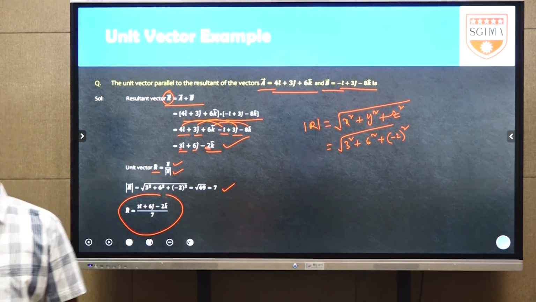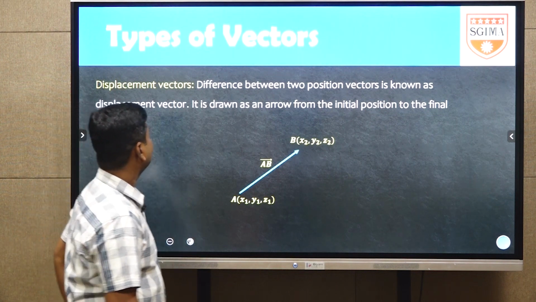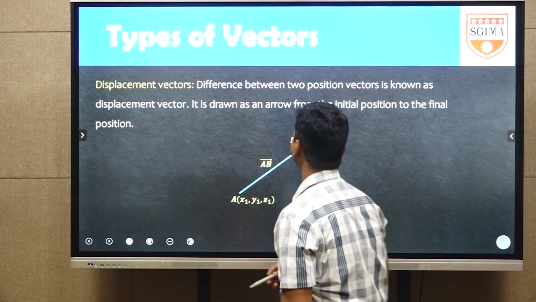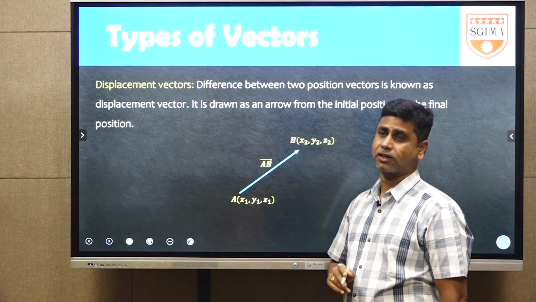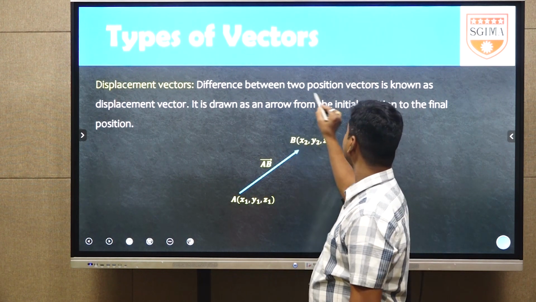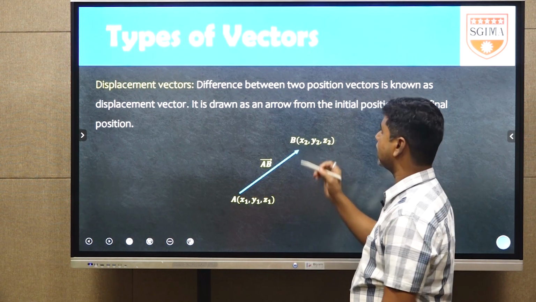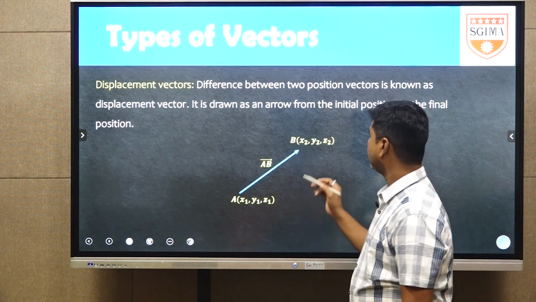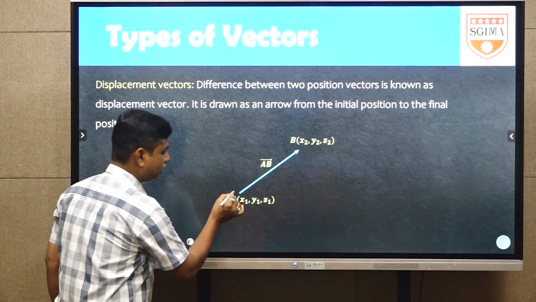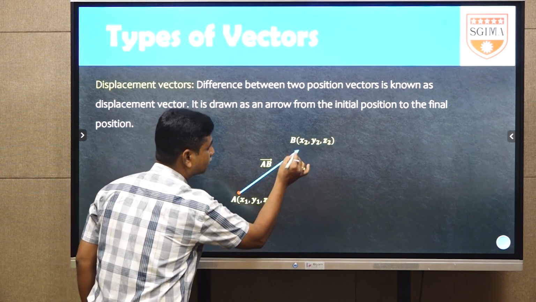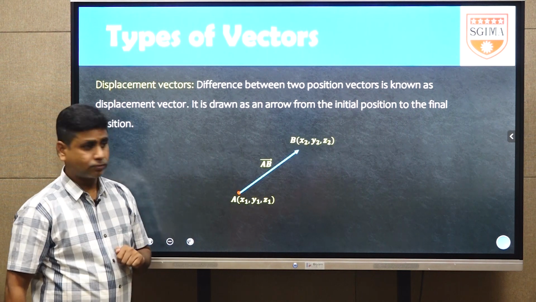The next one is displacement vectors. What does displacement vector mean? The difference between two position vectors is known as a displacement vector. It is drawn as an arrow from the initial position to the final position. It is the initial position, it is the final position, and one arrow is drawn.